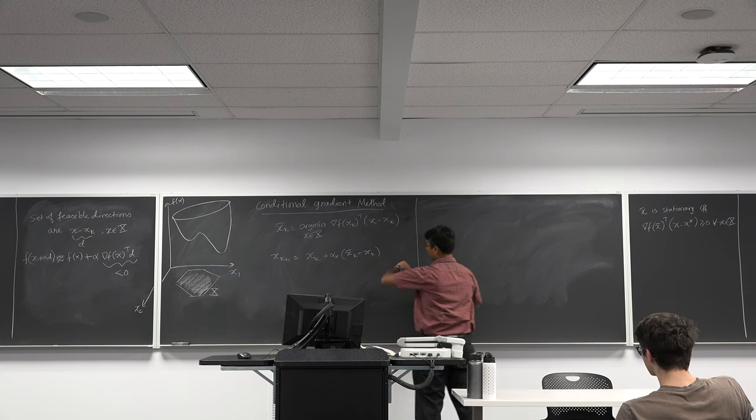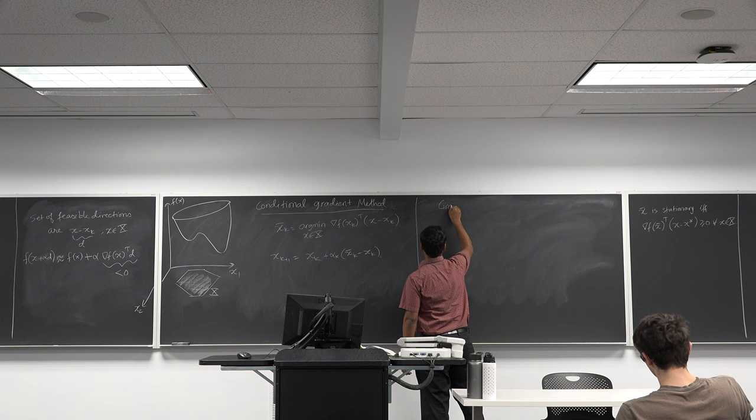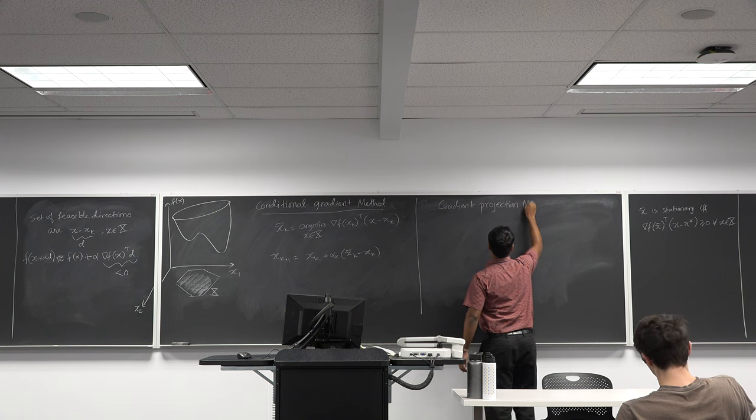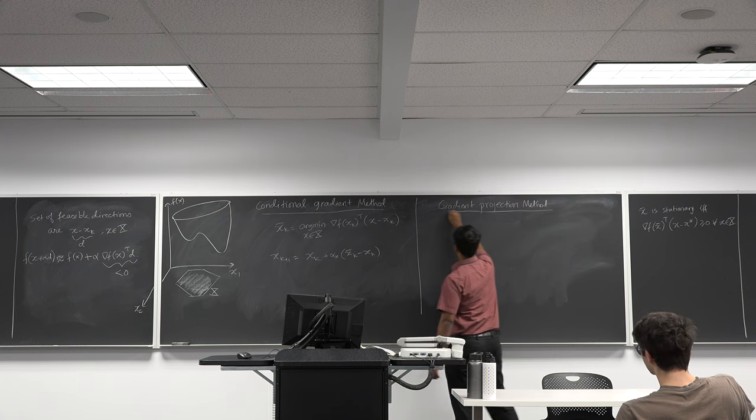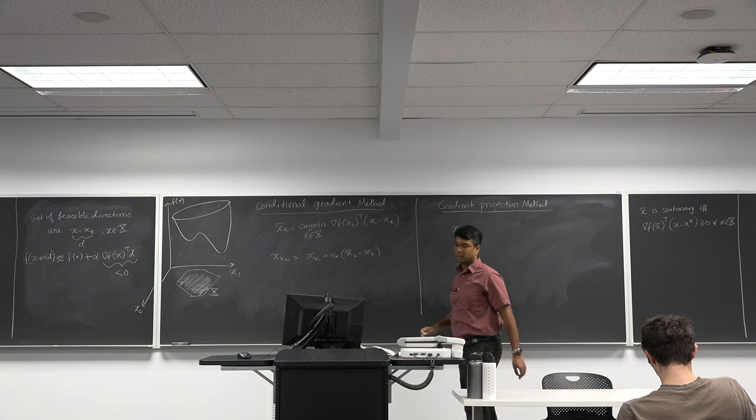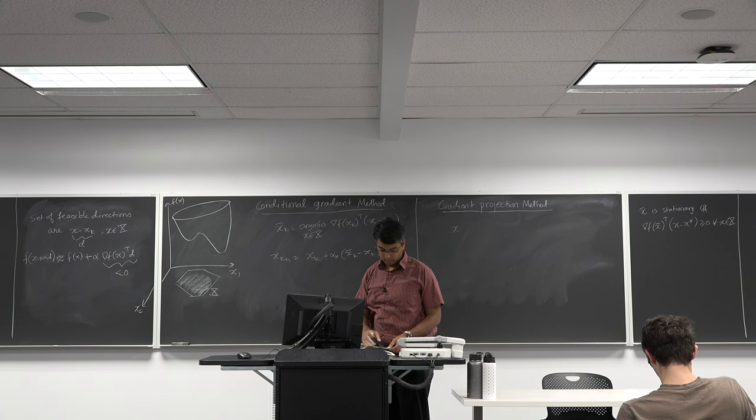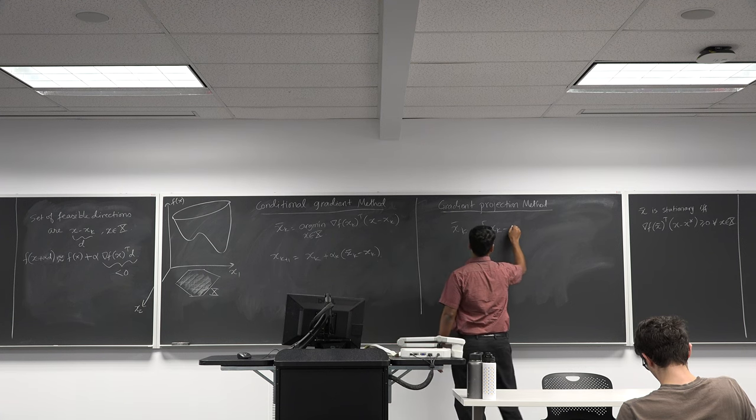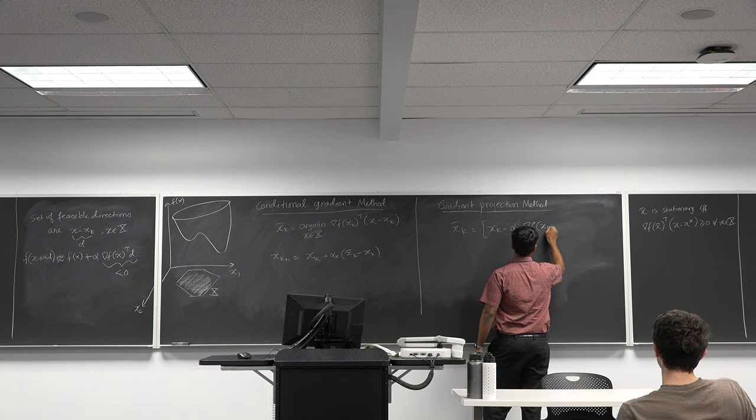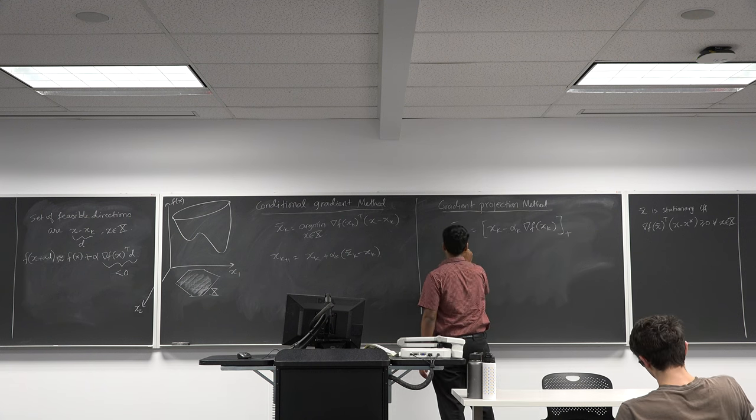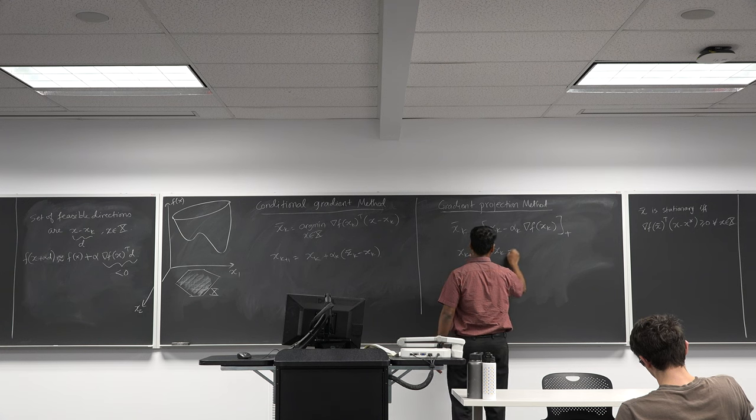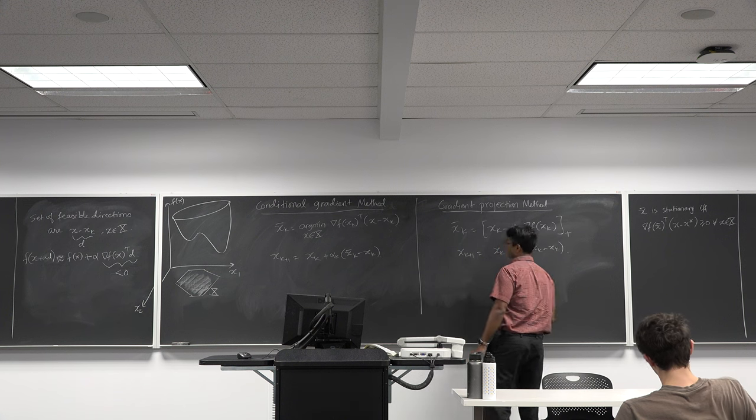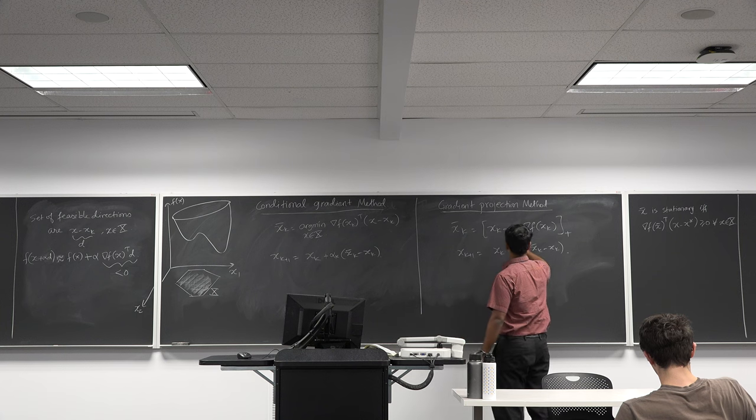And then the second algorithm is the gradient projection method. Here x bar k is x_k minus alpha_k times the gradient of f, and this is s_k.